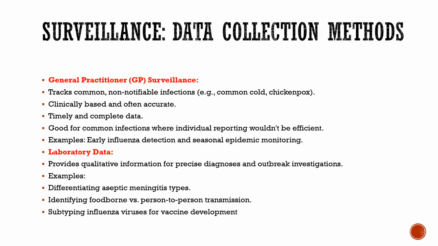General practitioner surveillance systems are useful in providing data of epidemiological value for common infections that are not notifiable, such as common cold or chickenpox. They are, of course, clinically based, but nevertheless useful and often surprisingly accurate, possibly because general practitioners who subscribe to a surveillance system are motivated to do so. General practitioner surveillance systems also tend to be good for timeliness and completeness. Outbreaks of influenza are often first recognized by general practitioners.